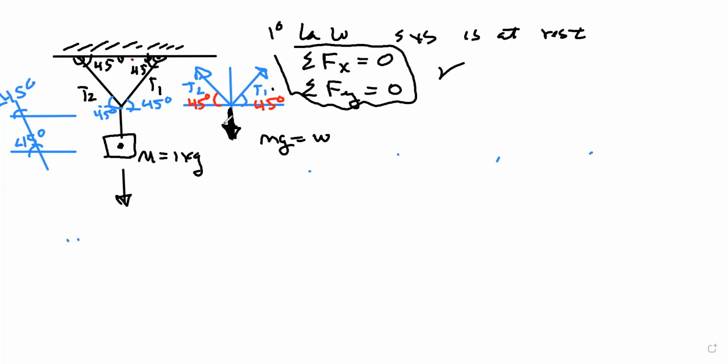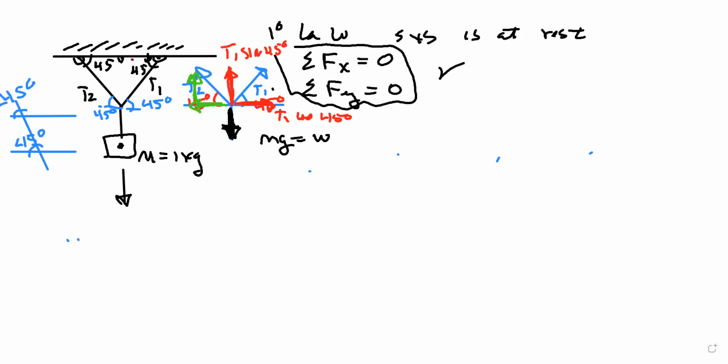Okay, and we have here 3 vectors, so we have to break down these vectors. This one is going to have a component that goes this way, and this one is going to have a component that goes this way, and the other one is going to have another component that goes this way. Okay, so T1 has to have 2 components: T1 cosine of 45 degrees, and the other one is going to be T1 sine of 45 degrees.